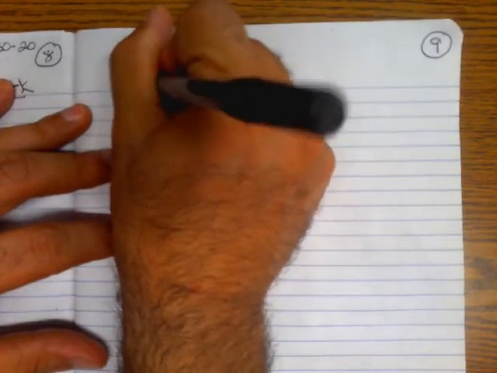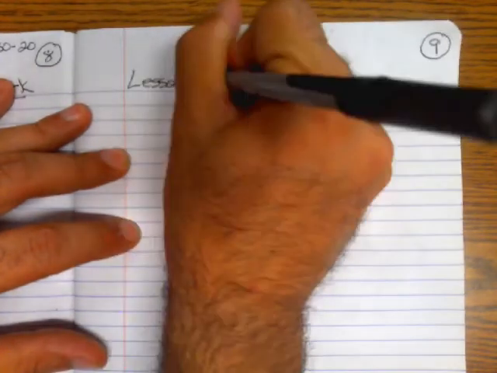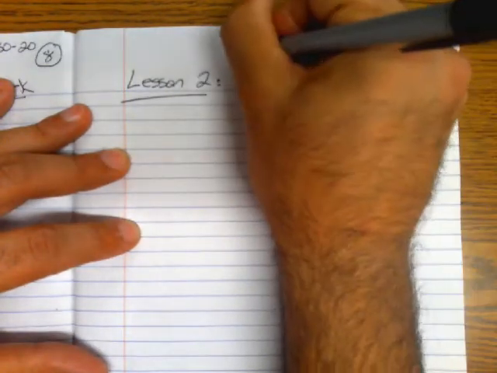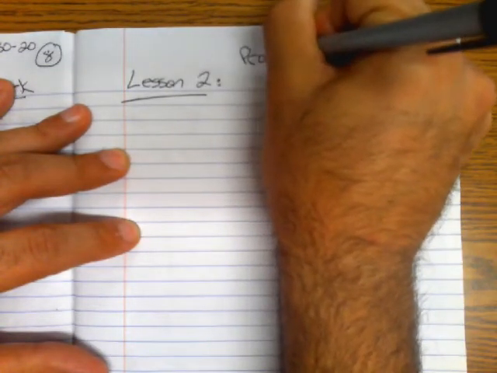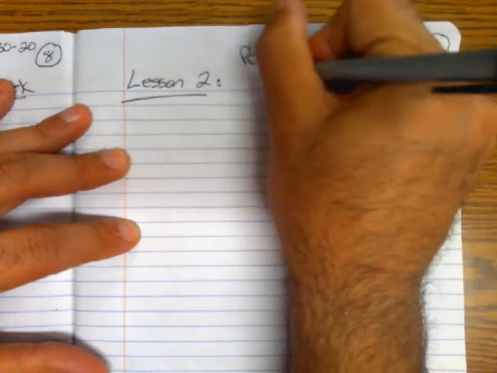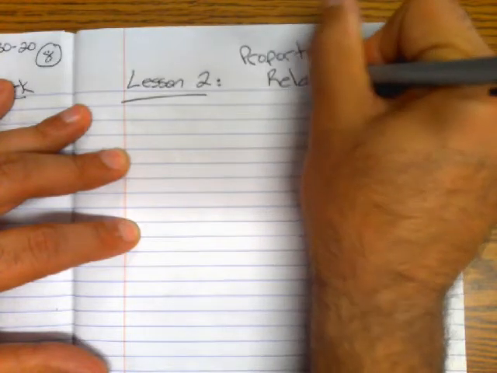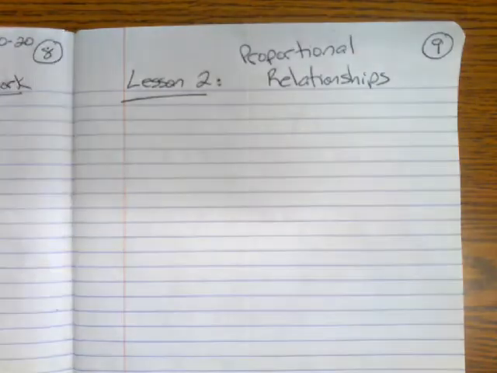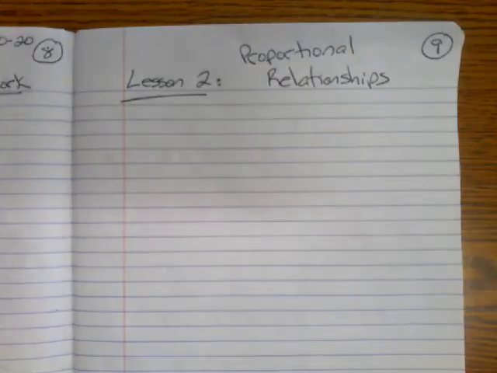All right, so let's label this page 9. And this is going to be lesson 2. And this one's called Proportional Relationships. Now, we worked on this some yesterday already. We're just going to dive in a little bit deeper today.